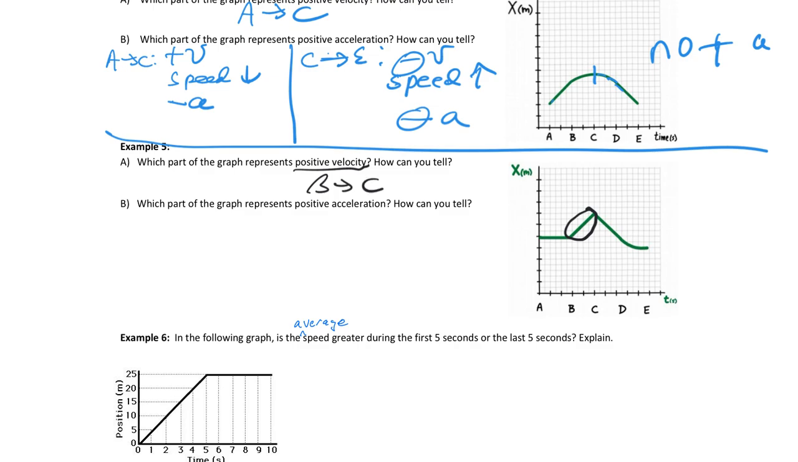Next part, which part represents positive acceleration? Acceleration only occurs where there's a bend on a d versus t graph. So it could be right here, it could be right here, or it could be right here. This one looks like this up close. This one looks like this zoomed in. This one is pretty obvious. I don't have to redraw it.